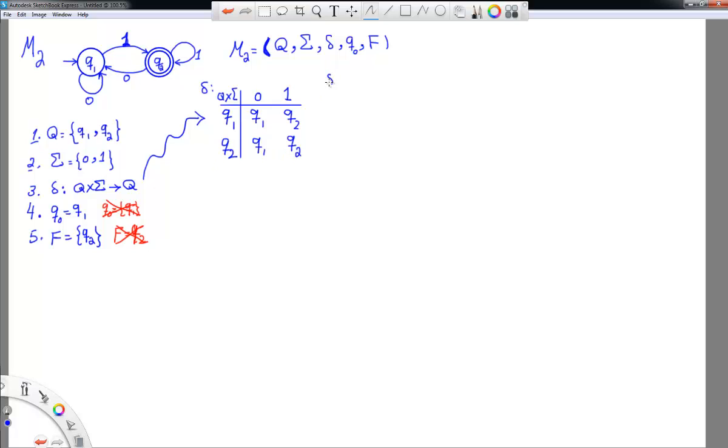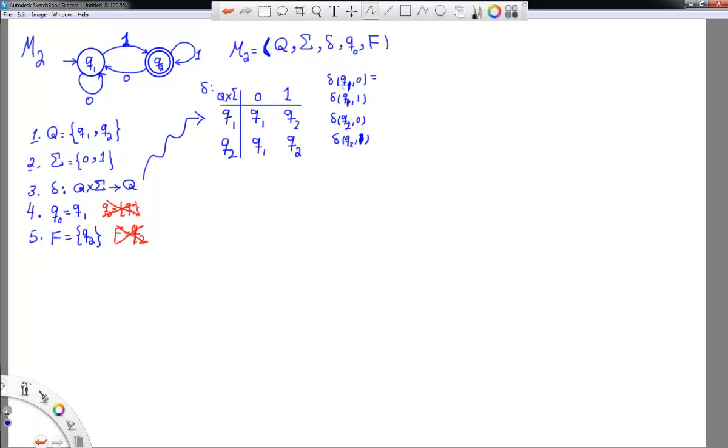Now another way to show your delta functions is basically to enumerate and list them. So delta of q sub 0 and 0, delta of q sub 0 and 1, delta of q sub 1 and 0. Actually, we'll call these q sub 1 and q sub 2, delta of q sub 2 and 0 and 1.